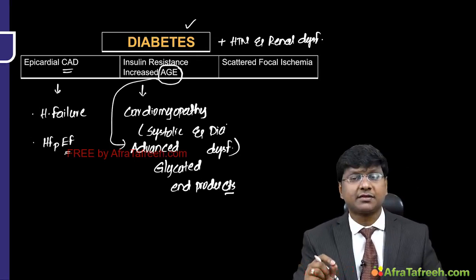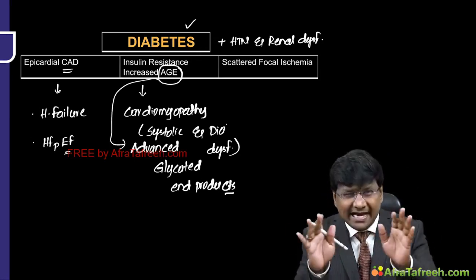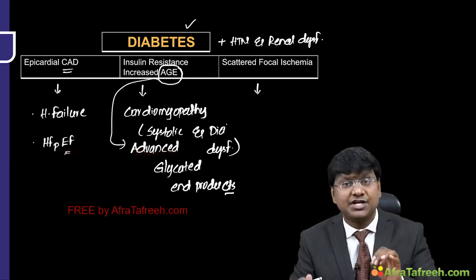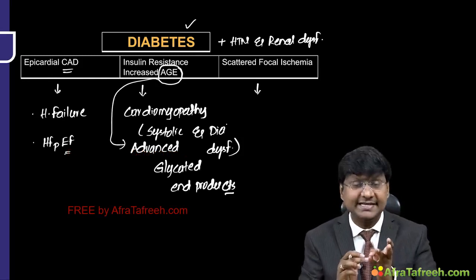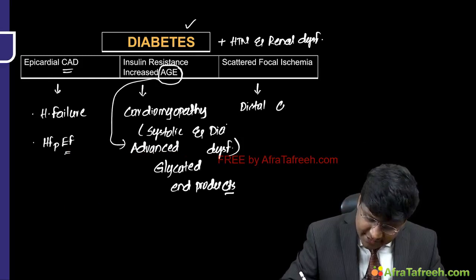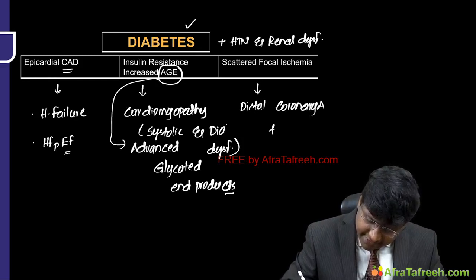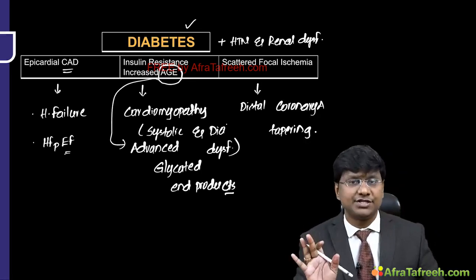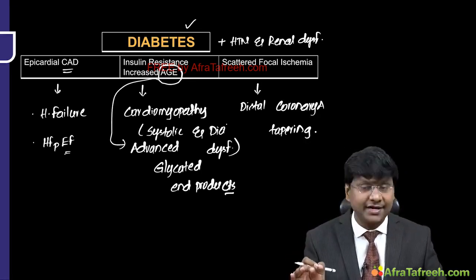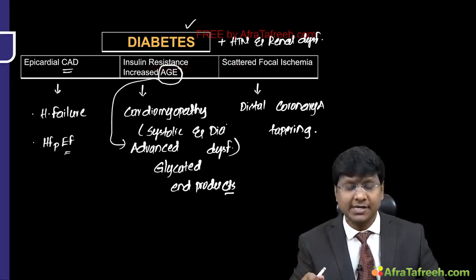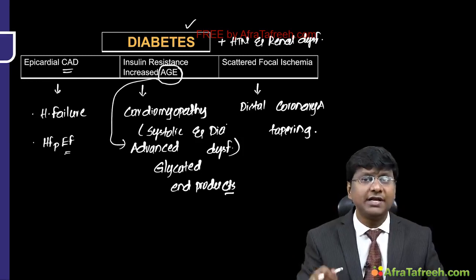Next, these patients with diabetes mellitus also develop scattered focal ischemia within the myocardium. Now, why is this scattered focal ischemia? That is because of the distal coronary artery tapering. So, because of distal coronary artery tapering in dilated cardiomyopathy, there will be development of scattered focal ischemia. And because of this distal coronary artery tapering, what will happen to your microvascular perfusion? Microvascular perfusion will be reduced. And that is what is making the individual develop the focal ischemia.